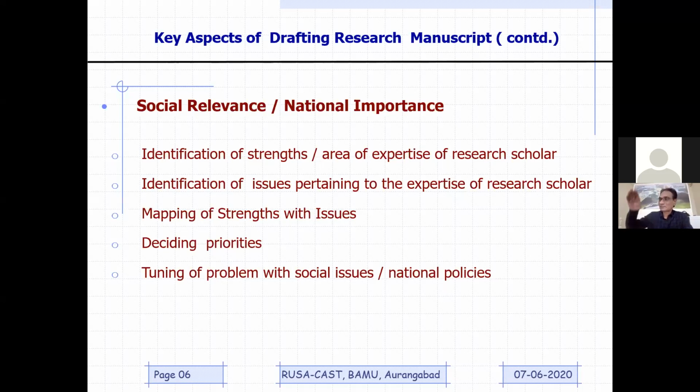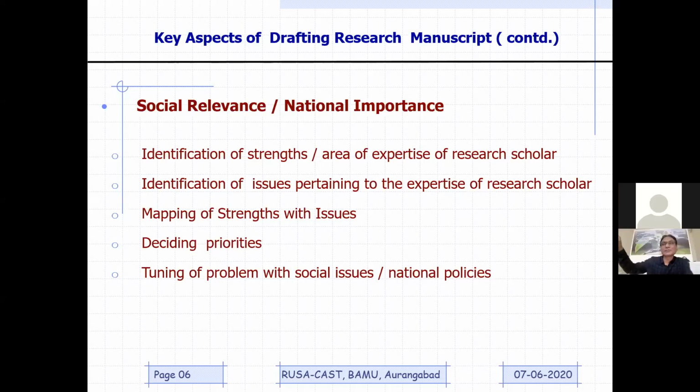And once you have a list of issues related to your own expertise, then try to do the mapping. मैपिंग का मतलब क्या होगा कि जैसे कि एक इश्यूज है, आपके बहुत सारे स्ट्रेंथ है, which strength is going to be suitable for addressing that issue. Let us say you have got 5 different strengths, right? So out of those 5, which strength, which expertise is going to be more relevant to address the issues which you have identified so far on the top. And therefore that mapping should be done properly to begin with.